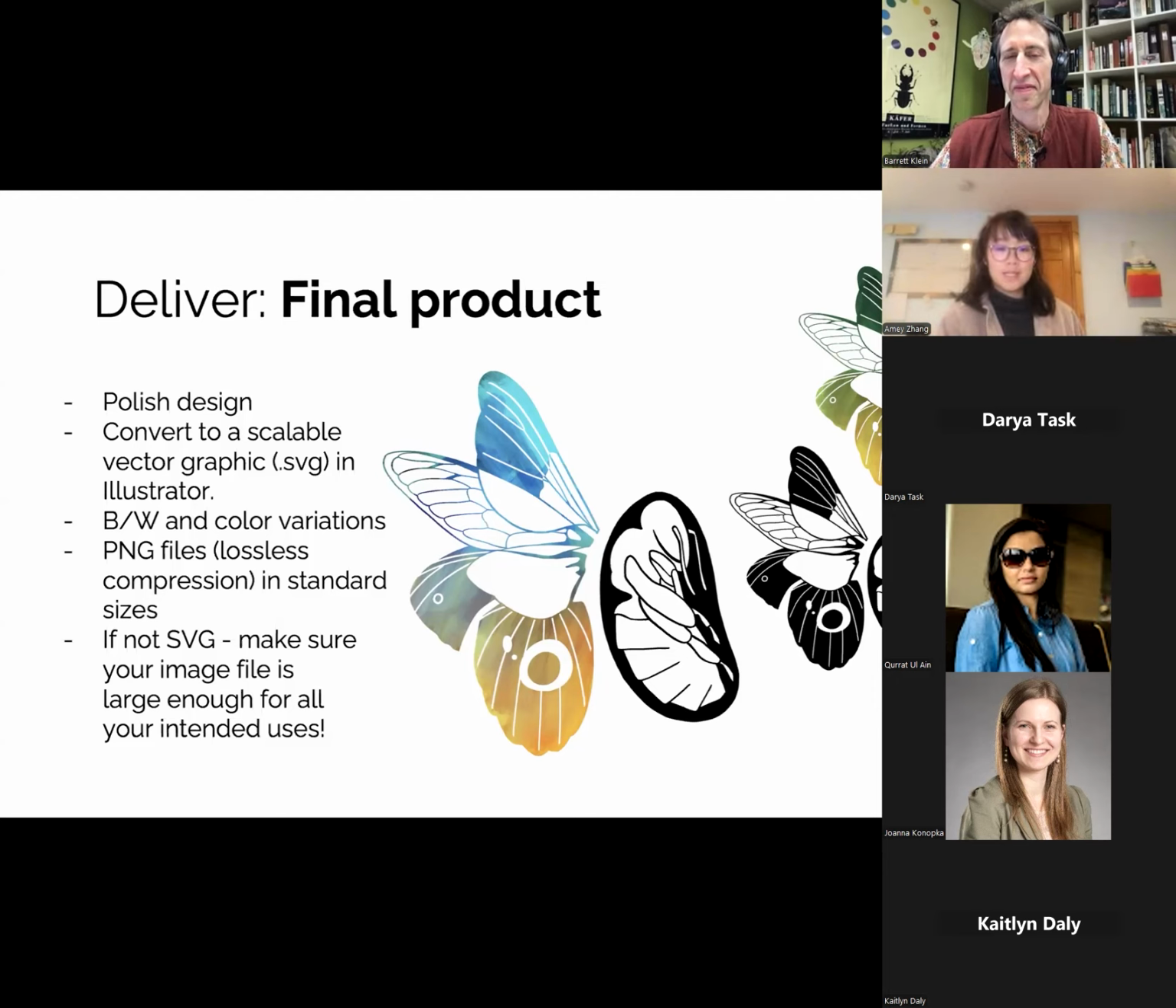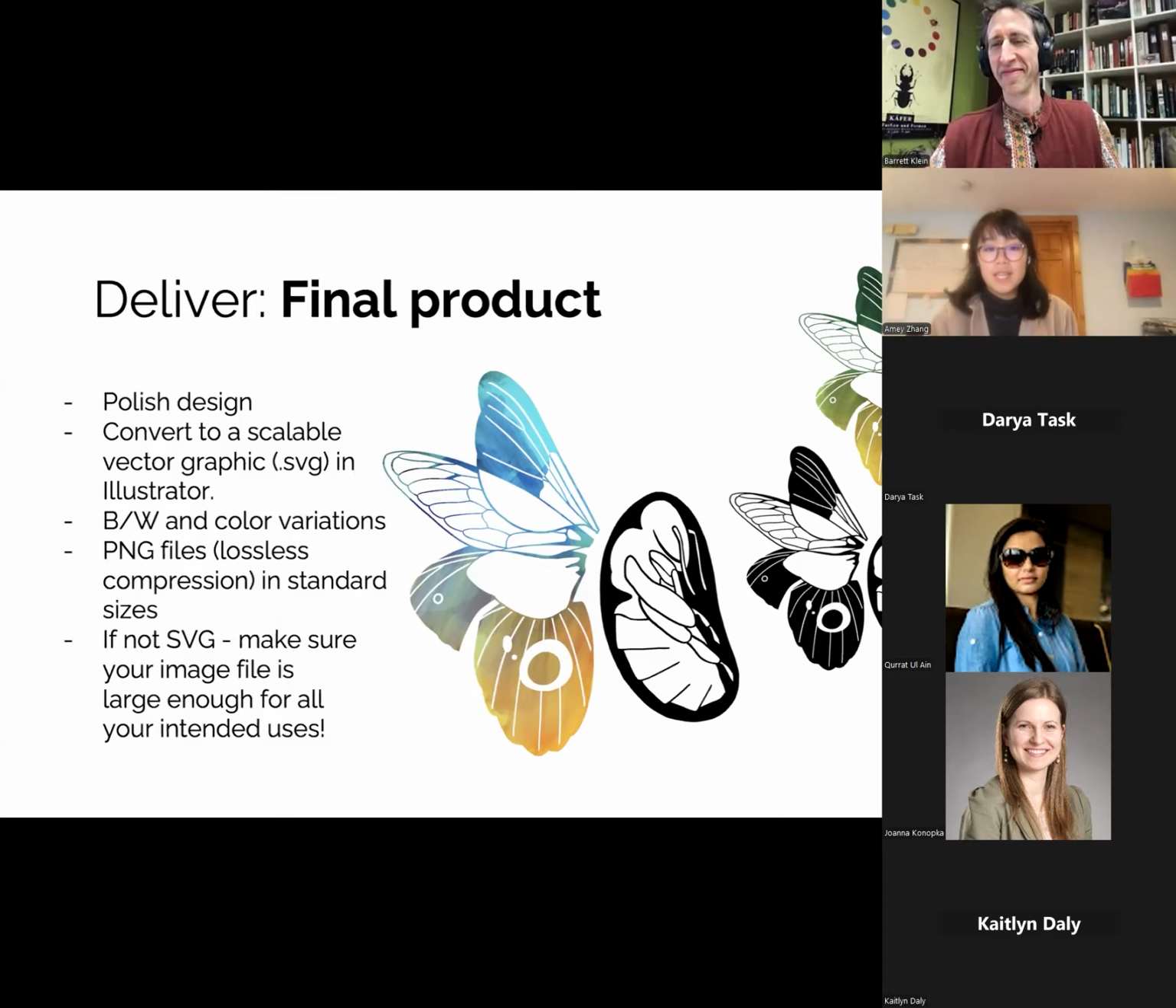I also sent him, for ease of use, PNG files, which are great because they're lossless compression. So PNG files that are a little easier to handle and immediately use, unlike the vector graphic. And also JPEGs in common formats. So if you already know you're going to be using your logo in a standard 500 by 500 pixel size, it can be really useful to just provide your client with a couple standard file sizes so that they don't have to go in and re-download and configure the file every time.